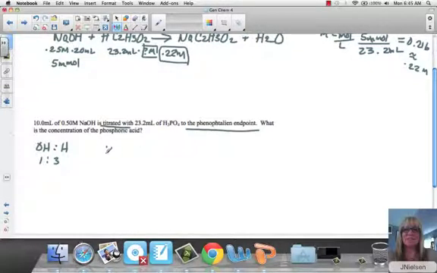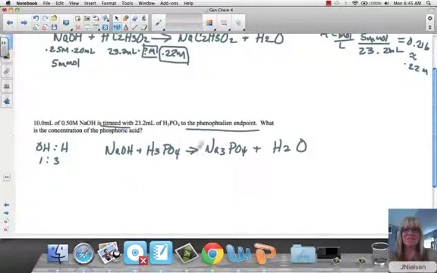So let's write a balanced equation. 3 NaOH plus H3PO4 is going to yield Na3PO4 plus H2O. So I need 3 of these, 3 Na's, and I've got 1 PO4, 6 H's, so I need 3 here. 6 H's, 3 H's here, another 3 here, and then I'm balanced.